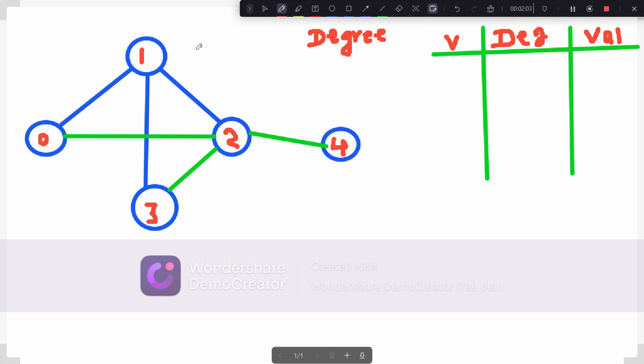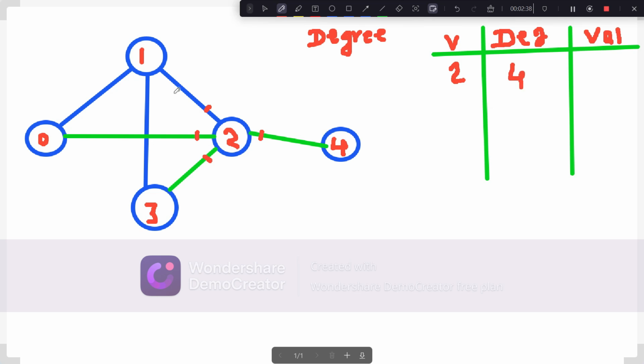See here, the degree is nothing but the number of lines a vertex is connected to. For example, vertex 1 has degree 3, because 3 lines are connected with it. Vertex 2 has degree 4 because of 4 lines, 1, 2, 3 and 4. So 4 lines are connected with vertex 2, and similarly for all the rest. So let's start, we are making it in decreasing order. 2 is the highest one, so vertex 2 and its degree is 4.